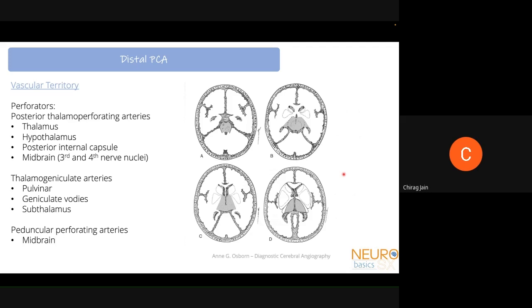So the perforators, as we saw arising from the PCA, are mostly going to be supplying the thalamus and the brainstem. So there are posterior thalamoperforating arteries which supply the thalamus, hypothalamus, the posterior part of the internal capsule, and the midbrain. There are also thalamogeniculate arteries that supply even more posterior structures, predominantly the pulvinar and geniculate bodies and the subthalamus. There are also peduncular perforating arteries supplying the midbrain.